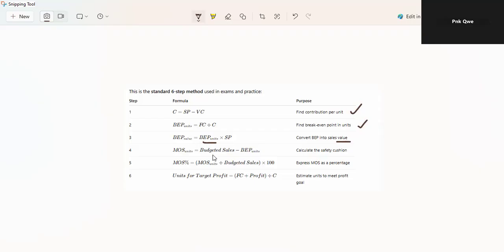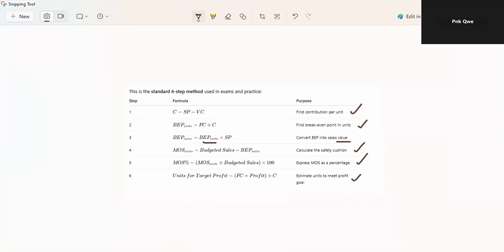Then after you get the break-even value, we use the actual or budgeted sales, and we subtract the break-even point to calculate the margin of safety. Then we get the margin of safety itself. We divide it by the actual sales times 100, and we get the margin of safety percentage. Okay, they're following each other. Then to find our units for the target profit, you add the fixed cost plus the profit, over the contribution. You're going to estimate the units to meet what? To meet the profit goal.